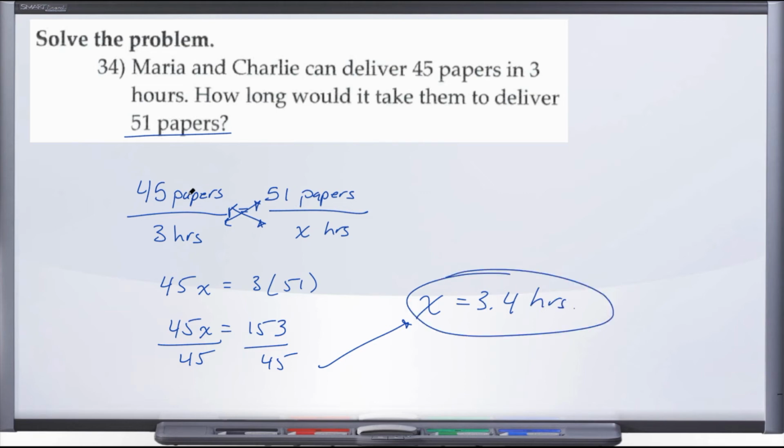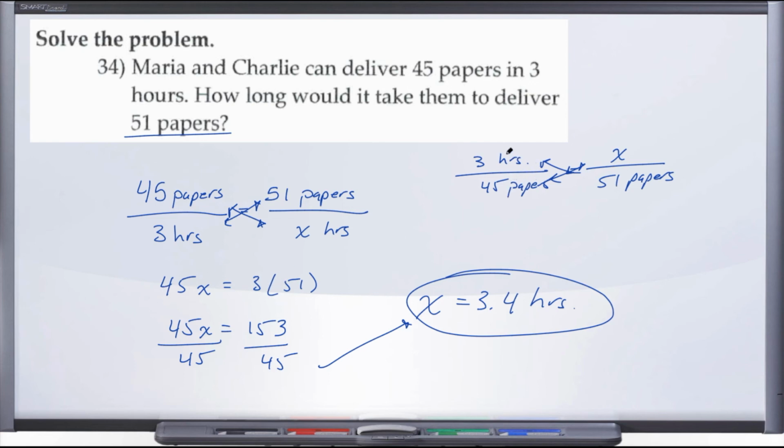All right, again, you could have flipped these. You could have said, if you wanted to, 3 hours over 45 papers equals, well, now it's just important that you say, where is the hours? In the top, so now we have hours in the top, papers in the bottom, and you can see that we still get the same cross multiplying, we still get the same product, don't we? 45 times X, 45X, 3 times 51, 3 times 51.